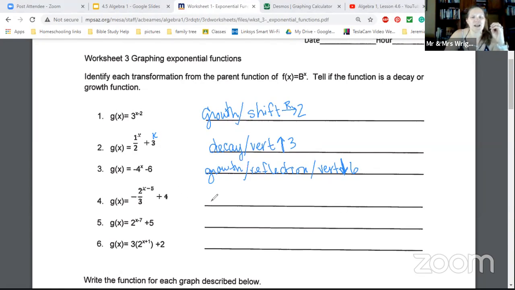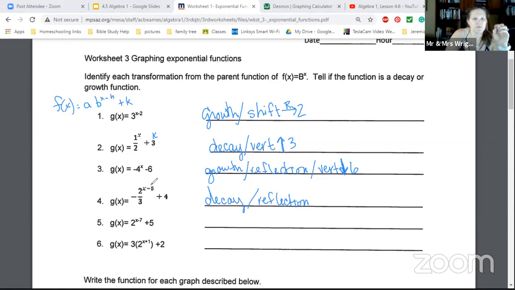Okay, here we have a fraction, so that's decay. Our b is a fraction. Remember, we have f of x is a times b to the x minus h plus k. That's what we're looking at, right? And so our b value, what's being raised to the exponent that has an x, is a fraction. And that's what tells us there's a decay. There's a negative right here, so that tells me there's a reflection.